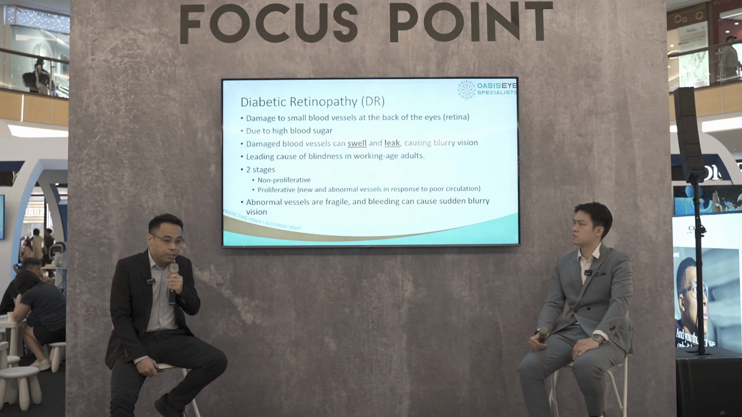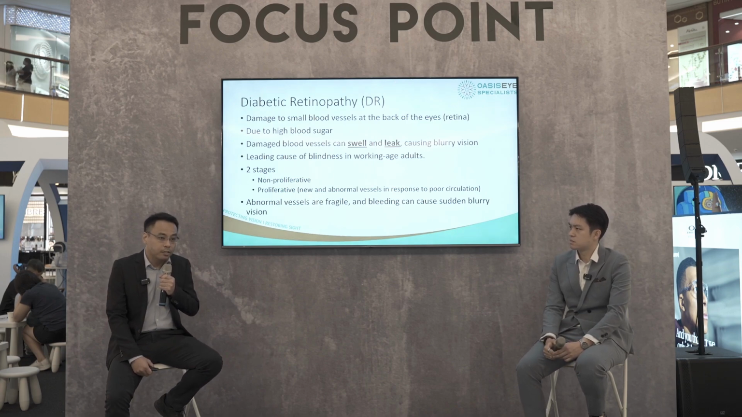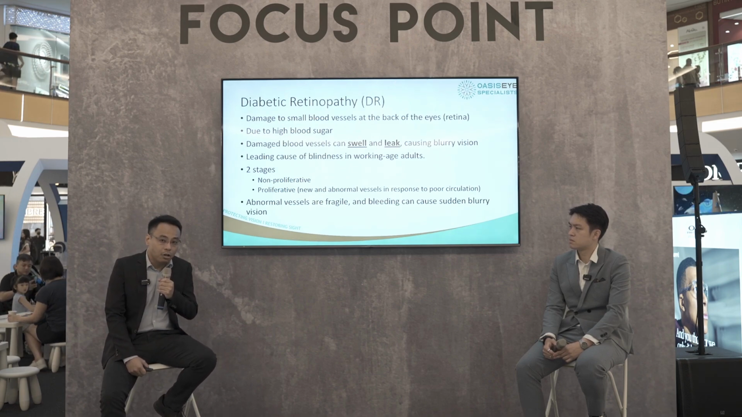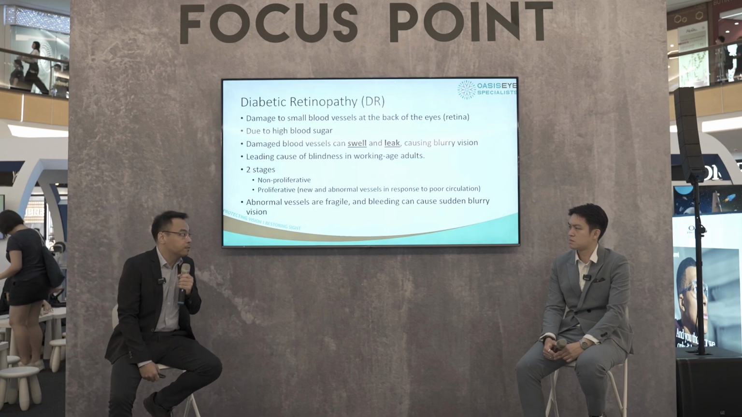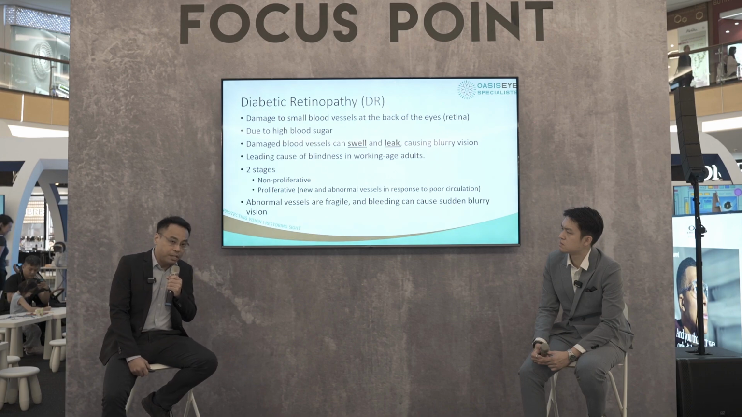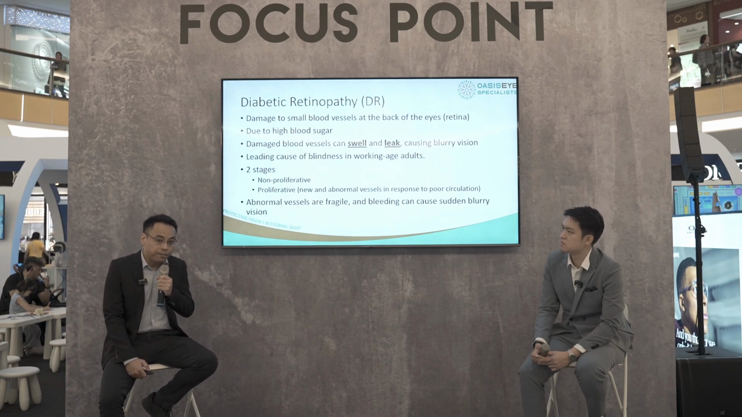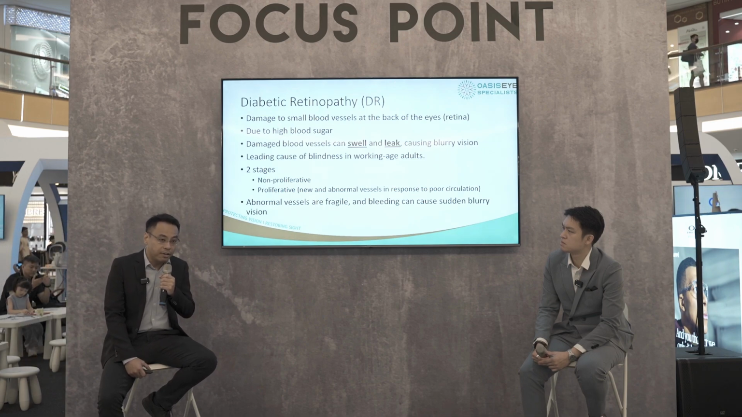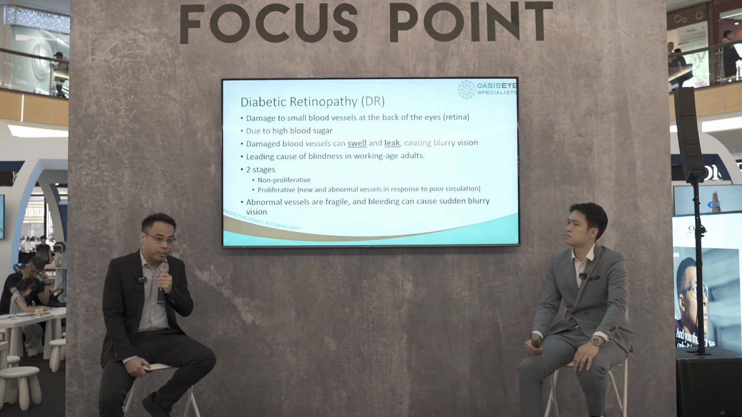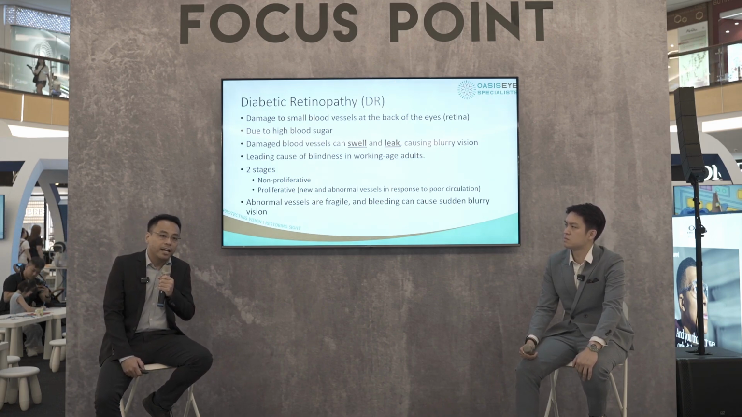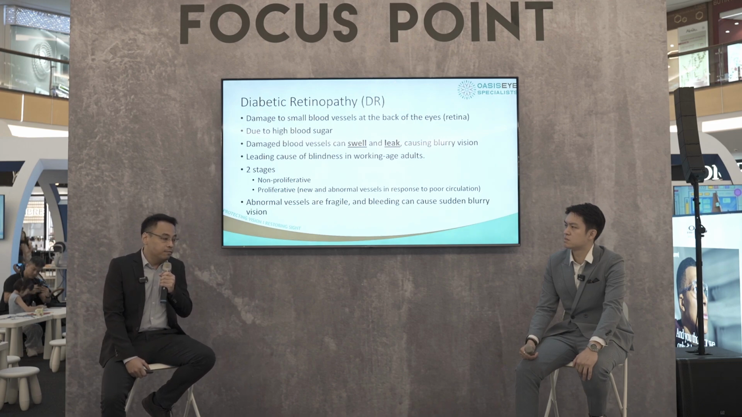For patients with chronic high blood sugar, it can damage the small blood vessels in the retina, leading to vision loss. Diabetic retinopathy is a leading cause of blindness in working age adults. Generally, diabetic retinopathy is divided into two major stages, the non-proliferative type and the proliferative type, where there's growth of abnormal new vessels in response to poor circulation to the retina. These abnormal vessels are extremely fragile and can bleed anytime, causing sudden vision loss.